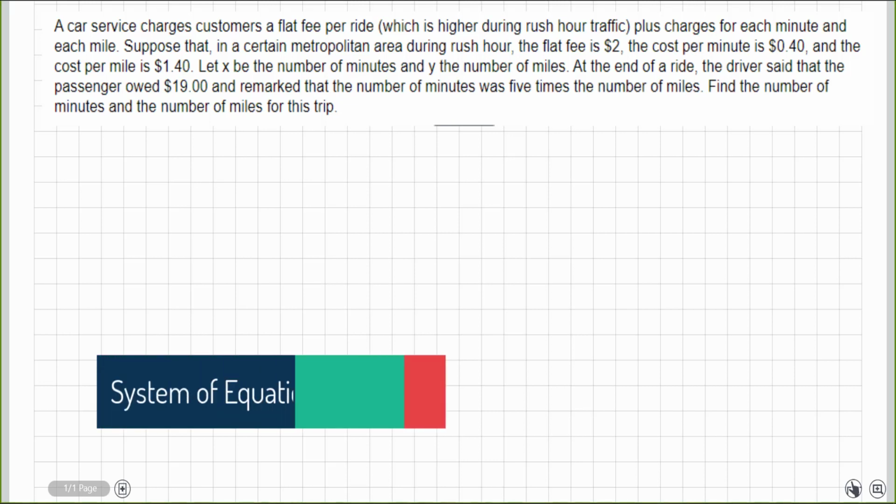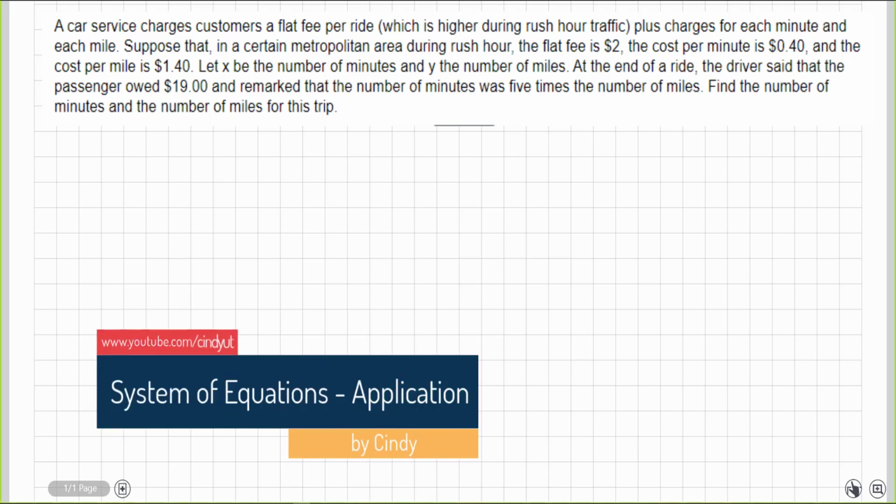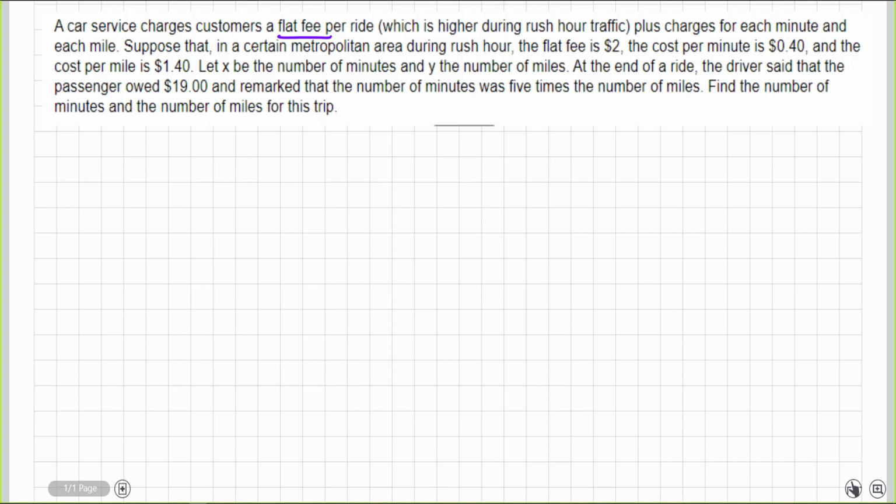We're going to look at some applications of systems of equations. It says a car service charges customers a flat fee per ride, and that's $2, and then also a cost per minute, 0.40, so 40 cents, and then a cost per mile, 1.40. It says let x equal the number of minutes, y equals the number of miles, and at the end of the drive, the passenger owed $19.